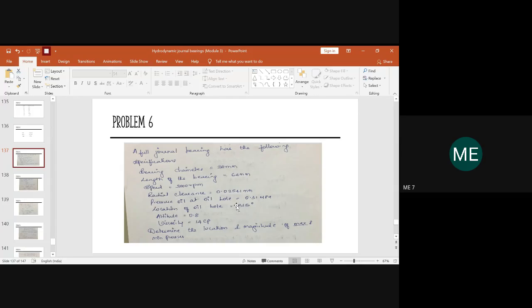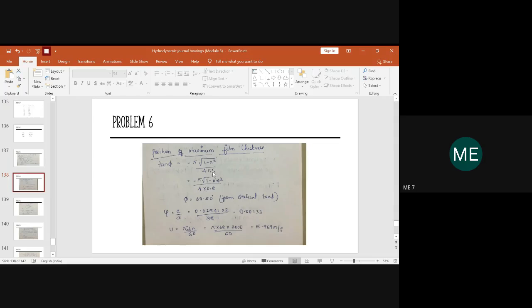So now we will start with the problem. First we have to determine the location where the pressure is maximum, and then you should find the magnitude, meaning the value of the pressure in megapascal. So you have to show the location and magnitude. First you have to show the location. For that you should know the position where the pressure is maximum and minimum. So first you have to identify the position of maximum film thickness.